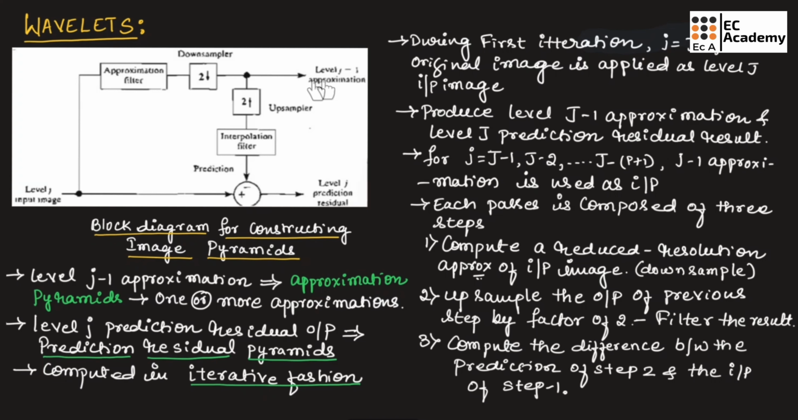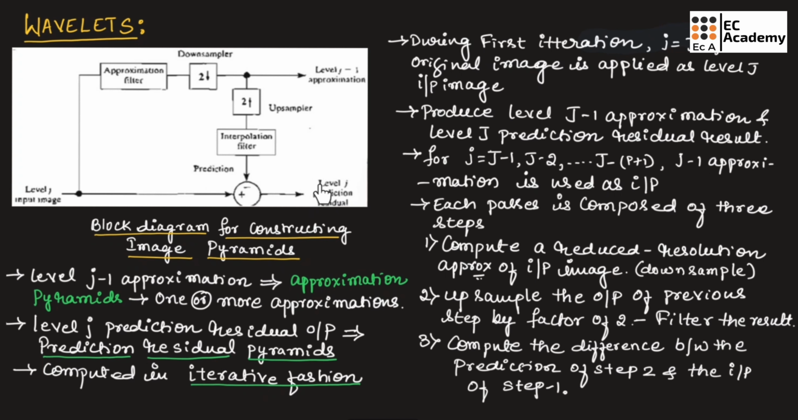The level j-1 approximation output is used to create the approximation pyramid, which contains one or more approximations of the original image. The level j prediction residual output is used to build the prediction residual pyramid. These pyramids consist of low resolution approximations of the original image and information for the construction of higher resolution approximations at other levels. The information at level j is the difference between the level j input image and the prediction that is obtained from the level j-1 approximation, as you can see in this figure. This difference can be coded and therefore stored, and it can also be transmitted more efficiently.